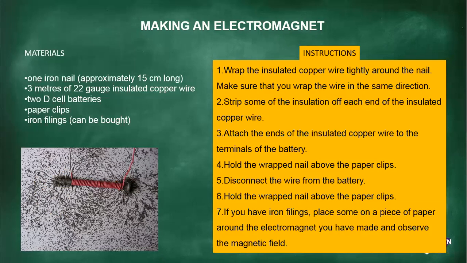Okay, so instructions for doing this: you're going to wrap the insulated copper wire tightly around the nail. Can you see that we started here, and then we wrapped it around this nail? Okay, and it goes up. And then you're going to make sure that you wrap the wire in the same direction. You can't wrap it in one direction and then move to an opposite direction.